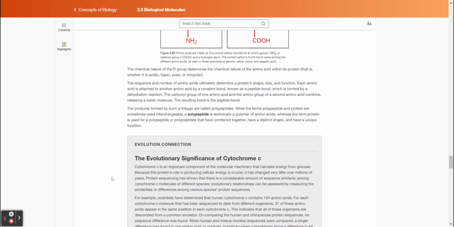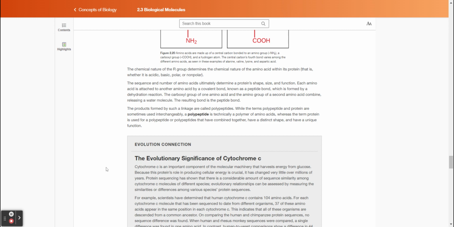The chemical nature of the R group determines the chemical nature of the amino acid within its protein. That is, whether it is acidic, basic, polar, or nonpolar. The sequence and number of amino acids ultimately determines a protein's shape, size, and function. Each amino acid is attached to another amino acid by a covalent bond known as a peptide bond, which is formed by a dehydration reaction. The carboxyl group of one amino acid and the amino group of a second amino acid combine, releasing a water molecule. The resulting bond is the peptide bond.